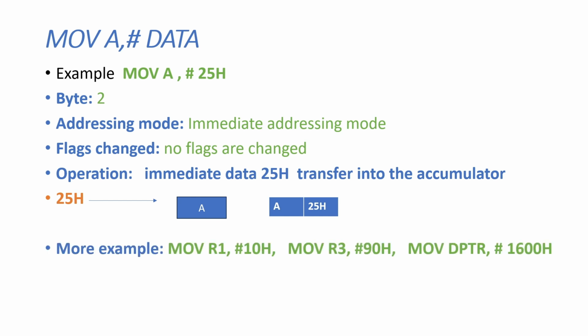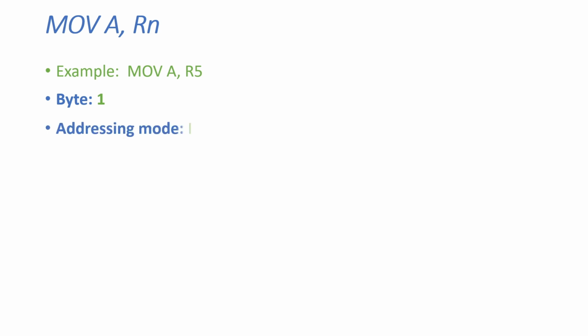More examples are MOV R1, #10h, MOV R3, #90h, MOV DPTR, #1600h. Now the next instruction is MOV A, Rn. See with the example, MOV A, R5. Here only 1 byte is required because the opcode is present but in the operand no data is present. That's why this is a 1 byte instruction. Addressing mode: this is the register addressing mode because here source and destination both are registers.